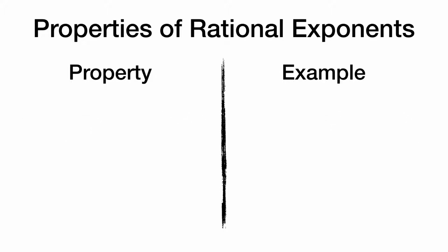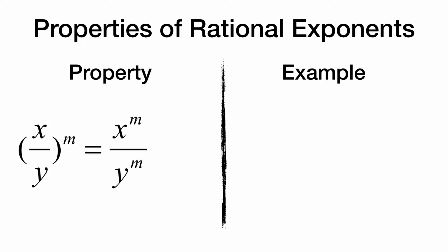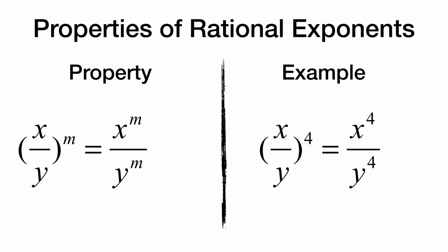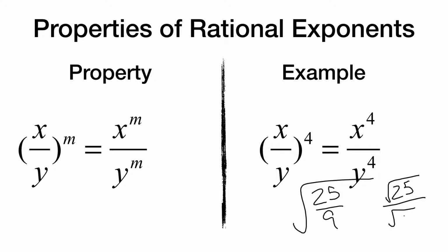Here's another example. In this case, if I'm dividing, same type of thing. We tend to see this a lot with like the square root of 25 over 9 being the same as the square root of 25 over the square root of 9, so, 5/3.